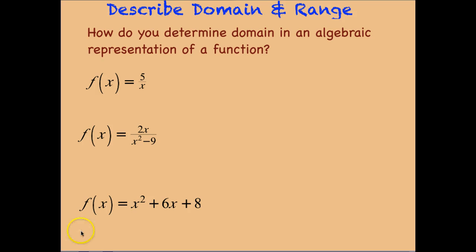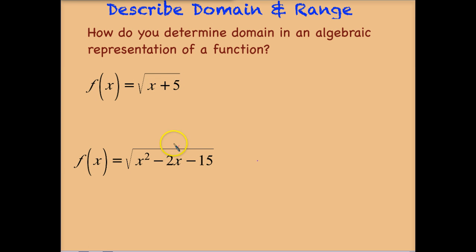Let's try 2 more problems before we finish. Here we have a different type of function. We have a radical function. So how do we figure this out? Well, what cannot be inside this radical and give us a real solution for our domain? Remember, we can't take the square root of a negative number and get a real value. We can get an imaginary value or a complex number, but we cannot get a real value.